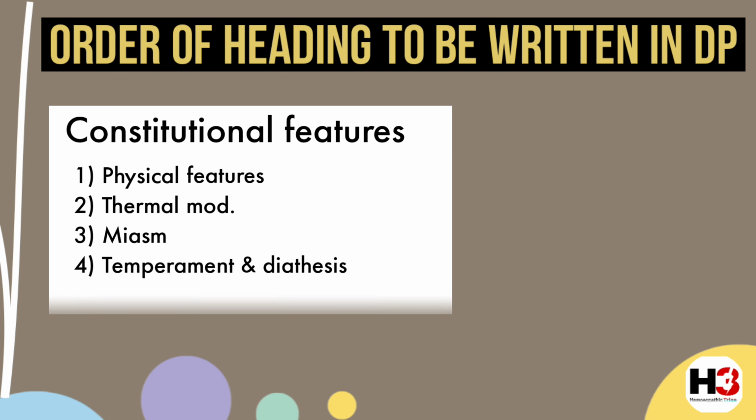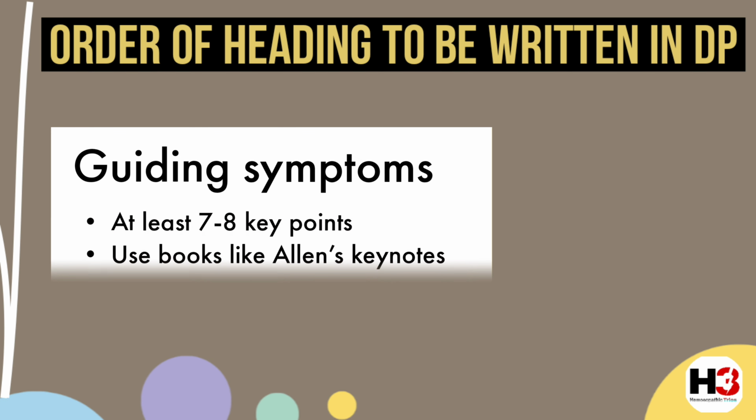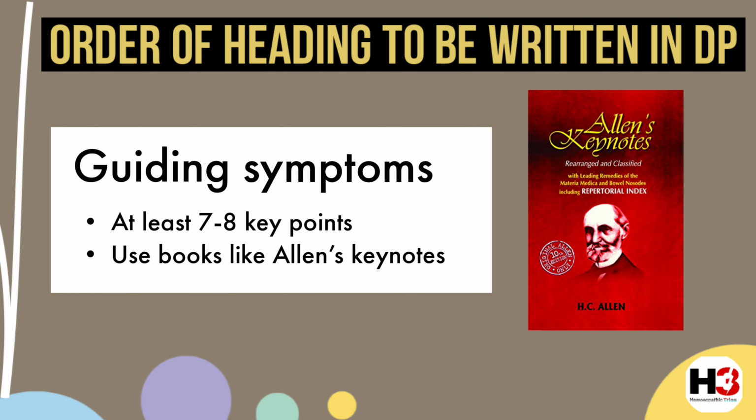The next is the constitutional features of the person or of that remedy, which should include the physical features, the temperament and diathesis, the thermal modality, and at last the miasm to which the remedy belongs predominantly. The next is the guiding symptoms. Now this should include at least 7 to 8 key points of that remedy. This should include those key points which are present only in that remedy or which characterize that remedy. So books like Allen's Keynotes can help you to get these symptoms.